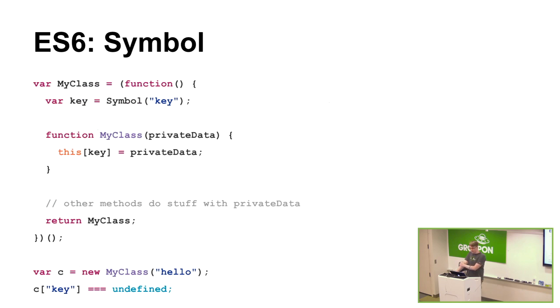But in this case, they're using a symbol. Well, we'll talk about what a symbol is first. It's a unique value. You can pass it a string, and that's just for debugging purposes, like what you might call the symbol, but that has nothing to do with its uniqueness. So if you use a symbol to index a value on an object, like you see here, it says this subkey equals private data, then you can't retrieve that value without the key, which is the symbol. So when someone tries to use it later with the string key, it'll get undefined.